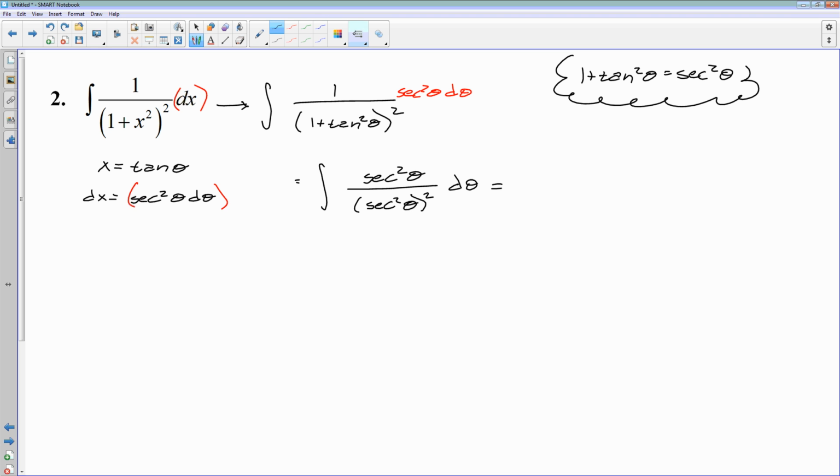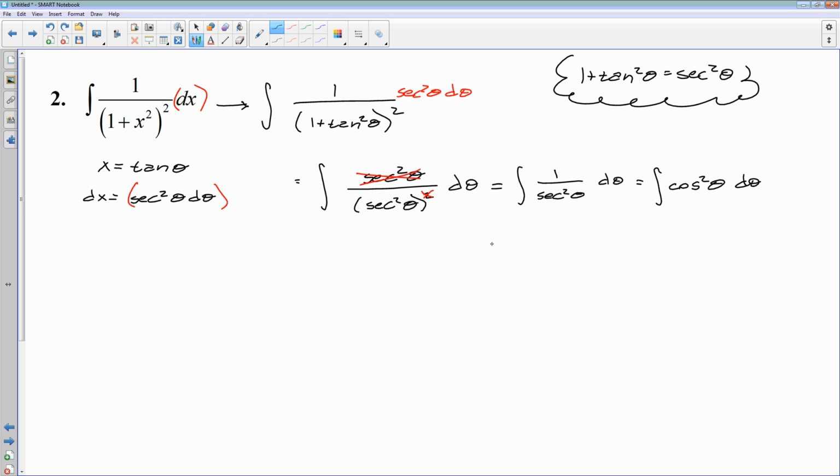I have a secant squared on top and secant squared on bottom. This secant squared is going to cancel one of the secant squareds, leaving me with the integral of 1 over secant squared theta d theta, which turns into the antiderivative of cosine squared theta. Now, the antiderivative of cosine squared is one that we have talked about.